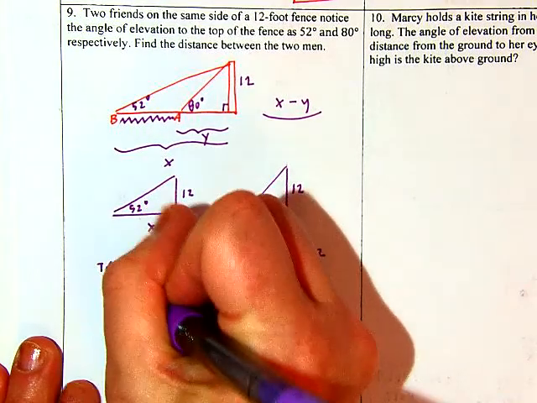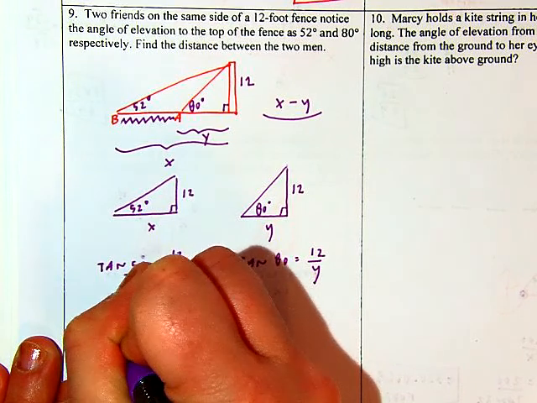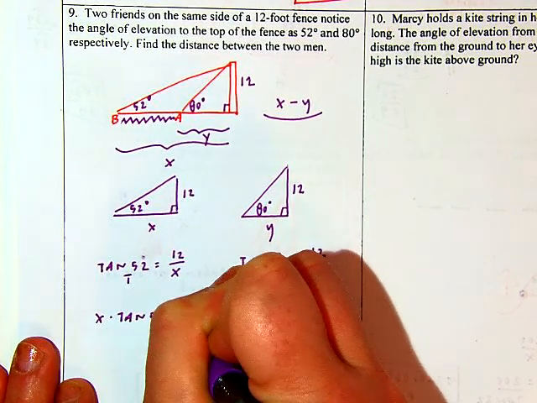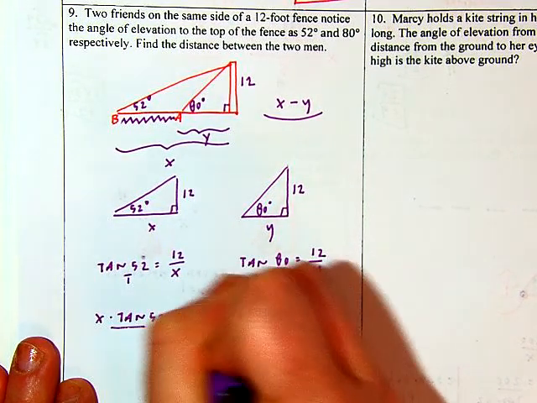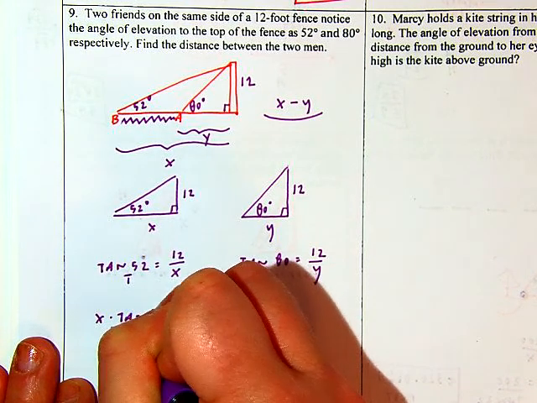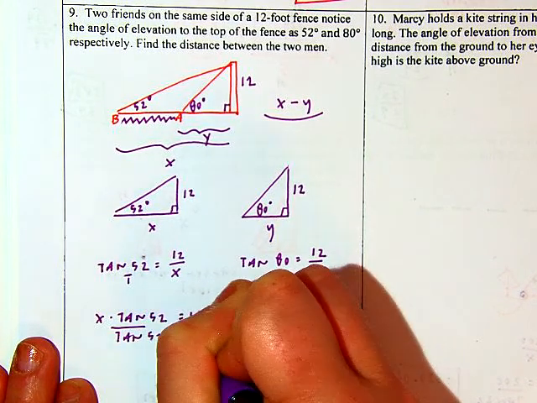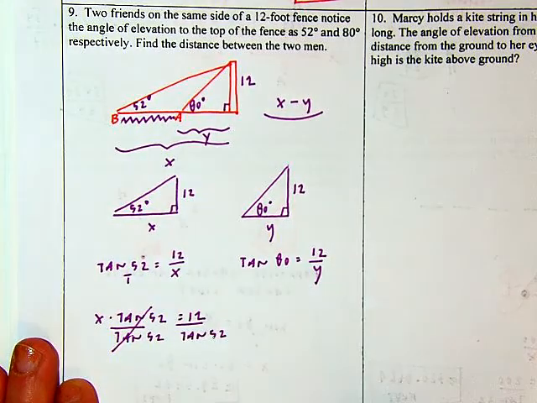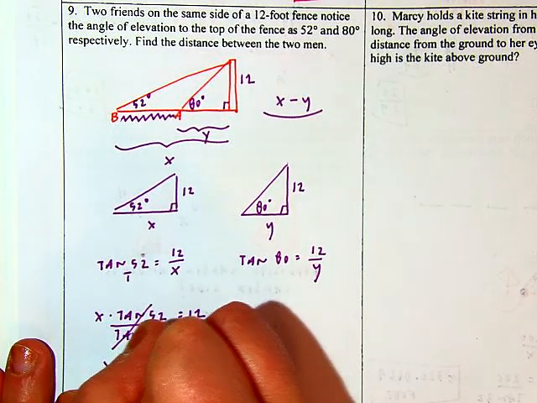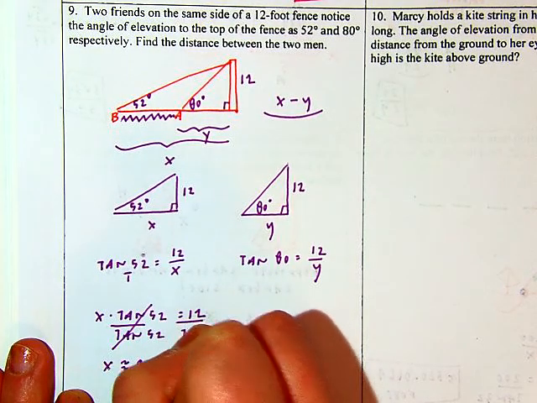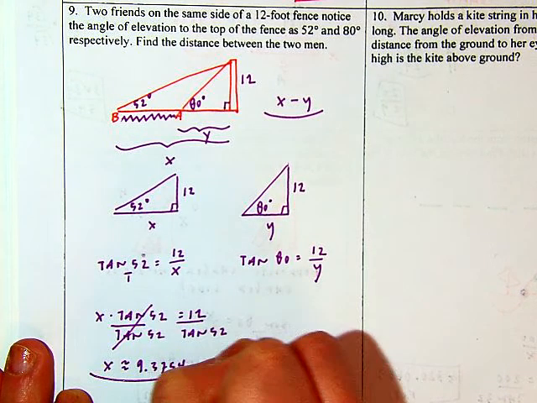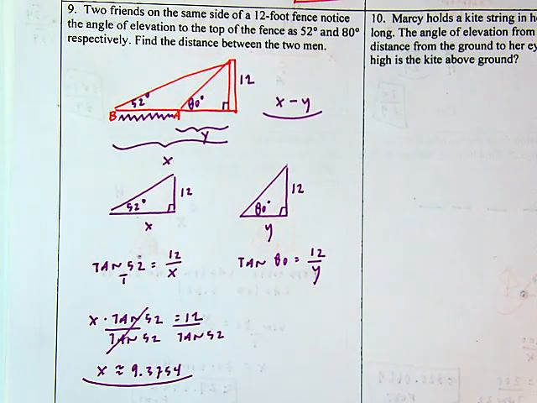So here, if I cross multiply, x times tangent 52 equals 12. Divide away the tangent 52. All right, and then what do we get overall? 4 spots, we get 9.3754. There we go. All right, how about the y?